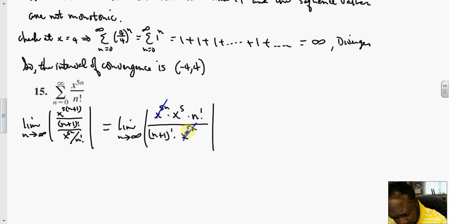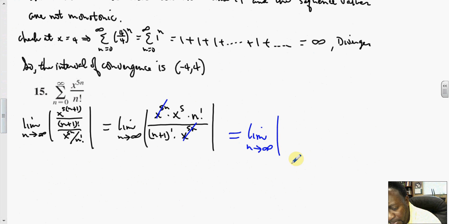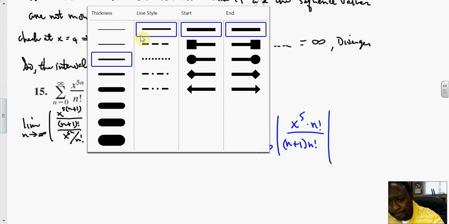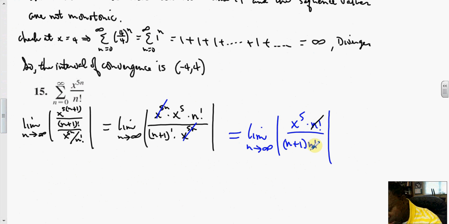Now the x to the 5n's cancel. So this is the limit as n goes to infinity of the absolute value of x to the 5th times n factorial, and the n plus 1 factorial is n plus 1 by definition times n factorial. So the n factorials cancel, right?